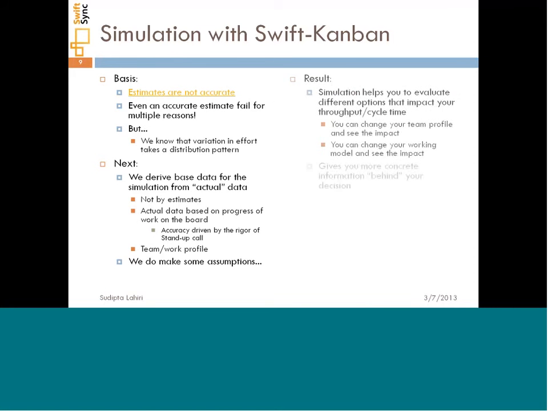What we then do is we run the simulation so that you can evaluate what options you have on the table to get the desired change to your current throughput or cycle time. So instead of just thinking that, okay, if my throughput needs to be doubled, therefore I need to double the number of resources, that may not be the answer all the time.